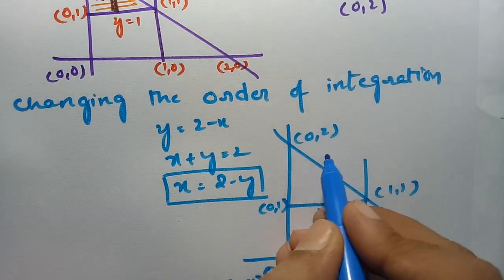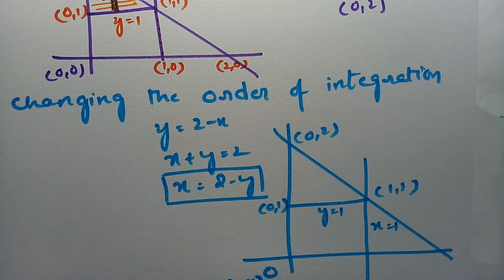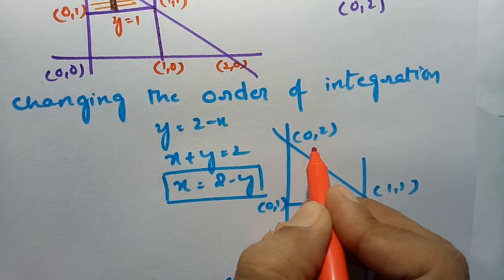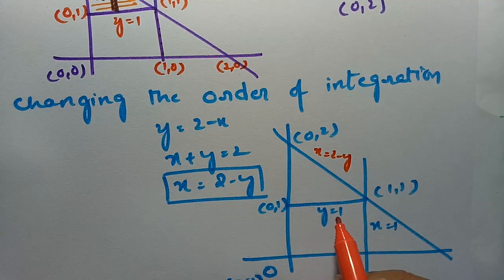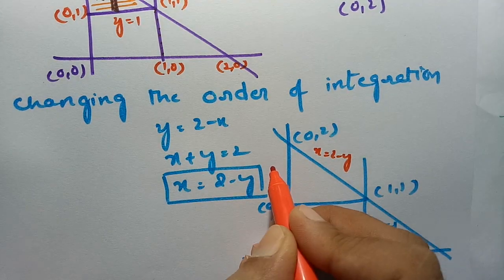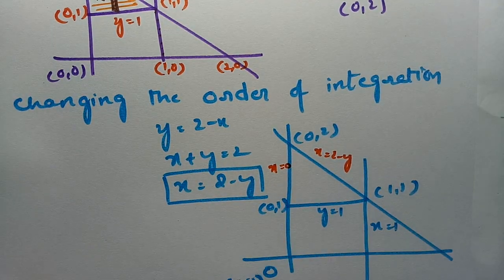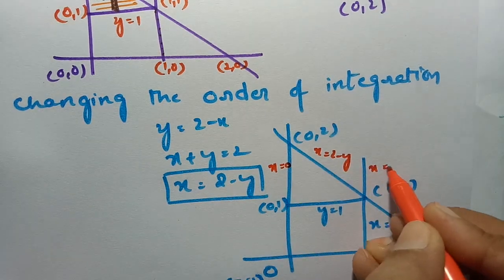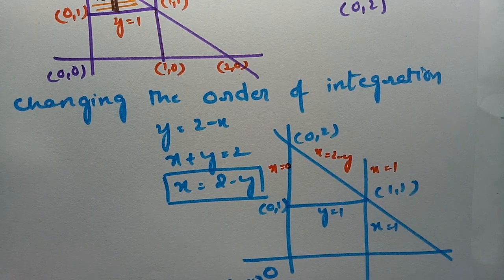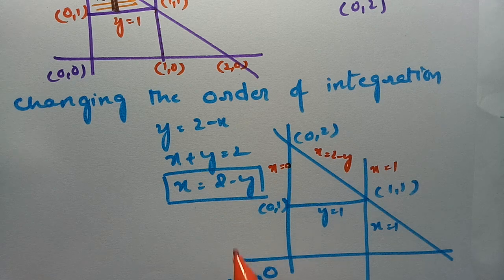And now see, in terms of x we have to write in terms of x. This will be x is equal to 2 minus y, and this is y is equal to 1. So this will be x is equal to 0, and what else? This is x is equal to 1. So everything is shown here, and these are the points.